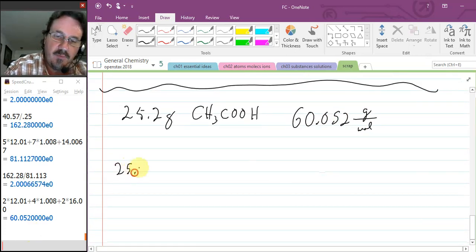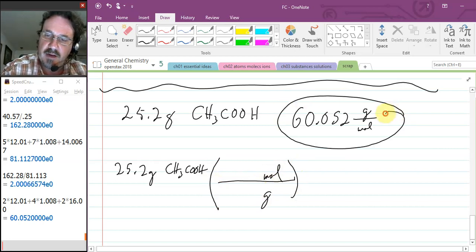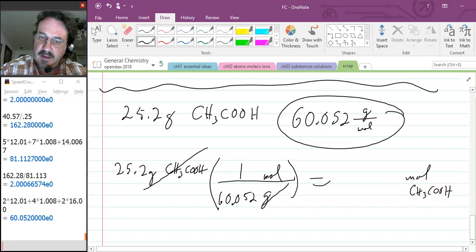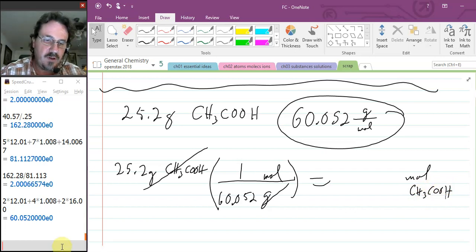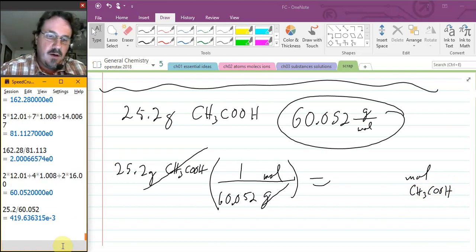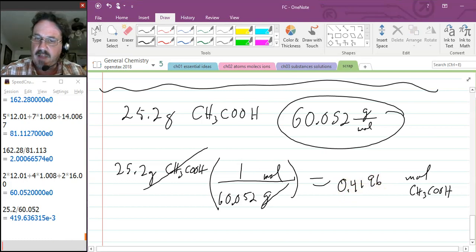I've got 25.2 grams of acetic acid. Go ahead and write that out. I want to convert that to moles. So grams on the bottom, moles on the top, and that's what I just figured out up there. 60.052 grams in 1 mole. My grams cancels. My answer will be here in moles of acetic acid. Punch that through on my calculator. Over here, 25.2 times 1 divided by 60.052. Okay, 0.4196.